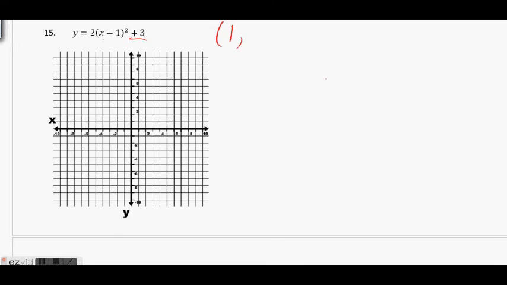This graph is going to open up. Here's my line of symmetry. And now, 0 and 1. I need the same skill as you used for those other 2 problems. Pick some x's. One to the left, 1 to the right.